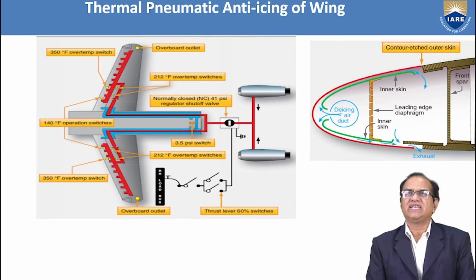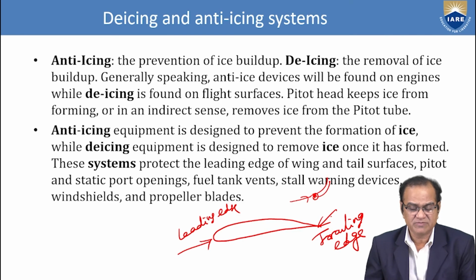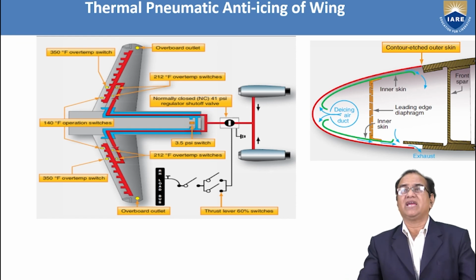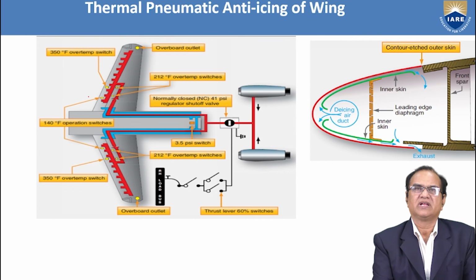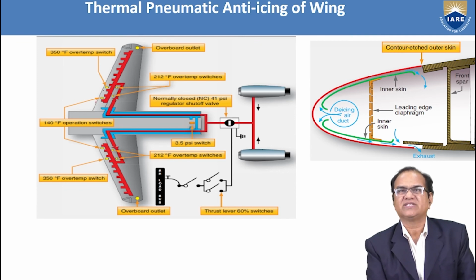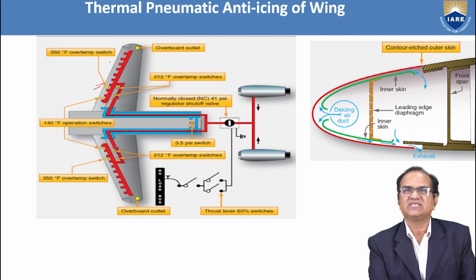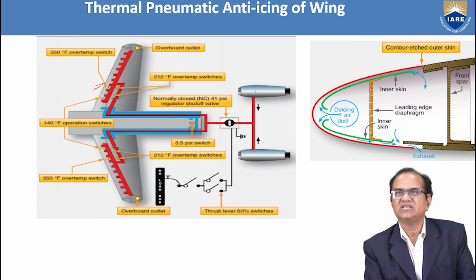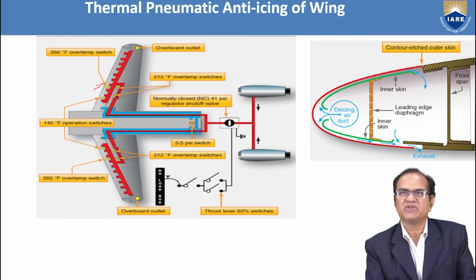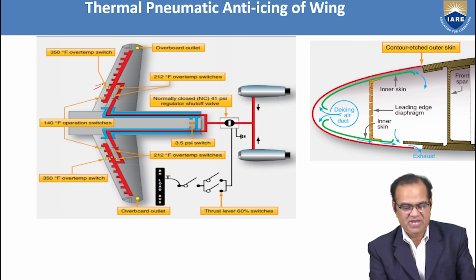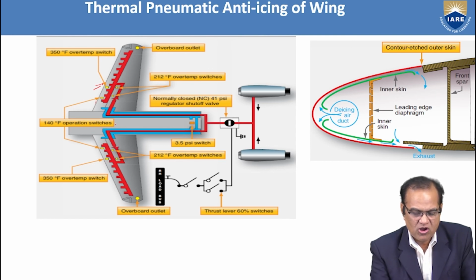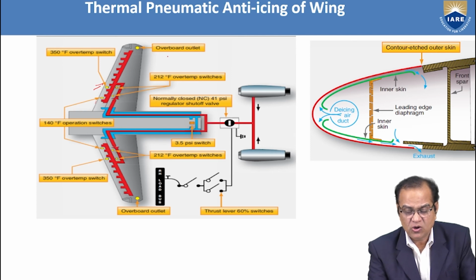Here, thermal pneumatic anti-icing of the wing. Anti-icing means prevention. So how? By thermal and pneumatic anti-icing of the wing. You can see here the leading edge of the aircraft. We have the system here, the engine. From the engine, hot air is entering here. This goes here with a 3.5 psi switch. From here, it goes to the wing. There is a 350 Fahrenheit over-temperature switch; if it is more than that, it will switch on. And here also a 140 operation switch is there, with different types of overboard outlet.